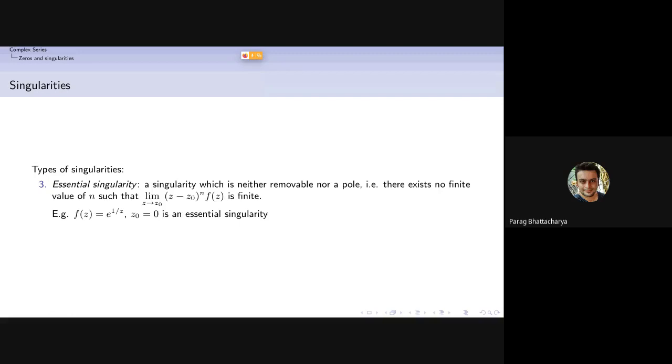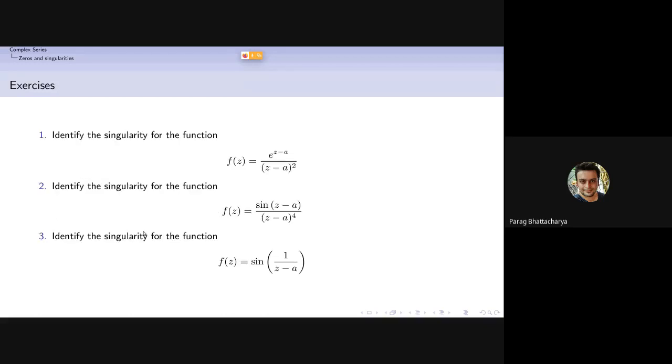Okay. So there exists no finite value of n such that if you take the limit of z minus z naught to the power n into f of z, it is finite. So no such value of n exists to make this limit finite. So this is an example of an essential singularity.